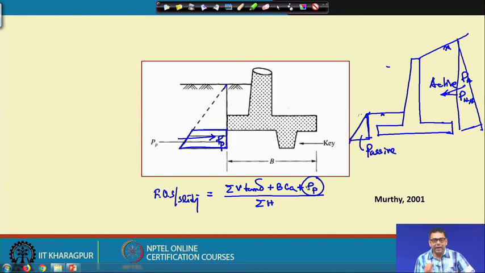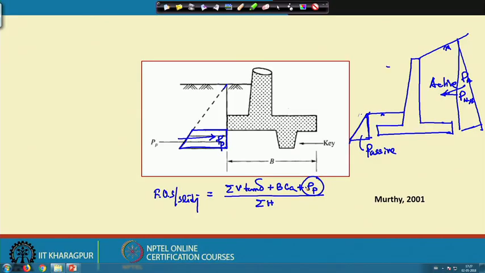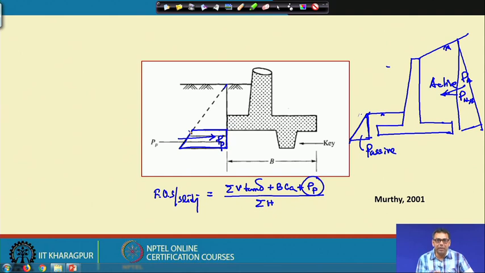But again, when you calculate this passive force, we reduce the phi value, and if it is a C phi soil, then both phi and C values are reduced, because it is doubtful that the full passive condition will be developed under this situation.